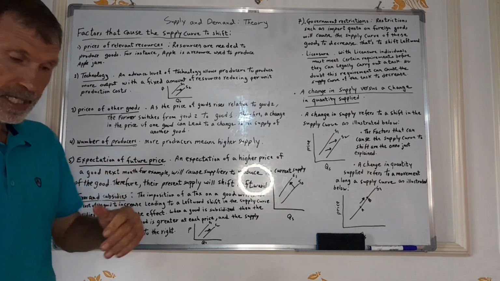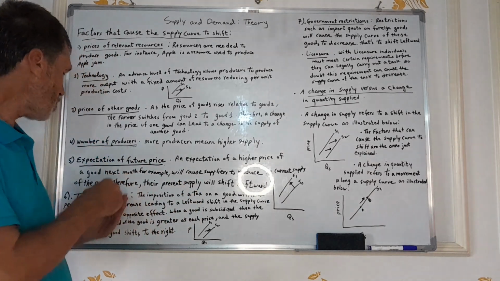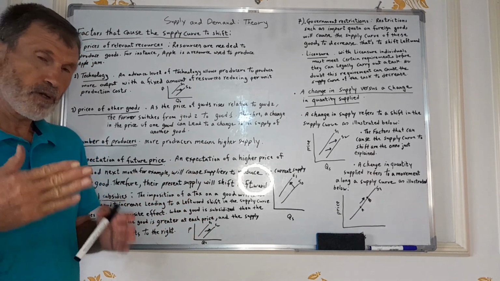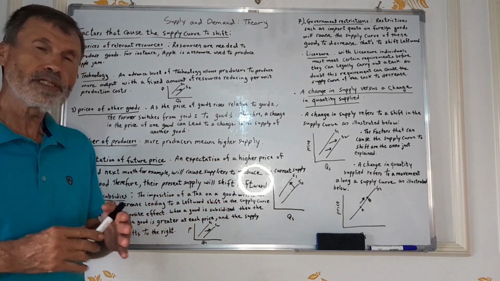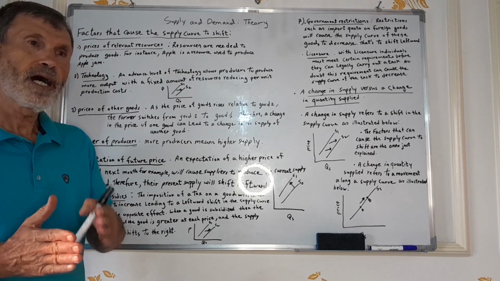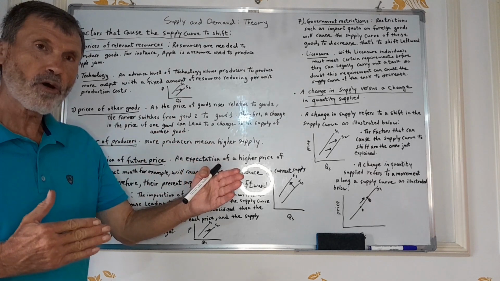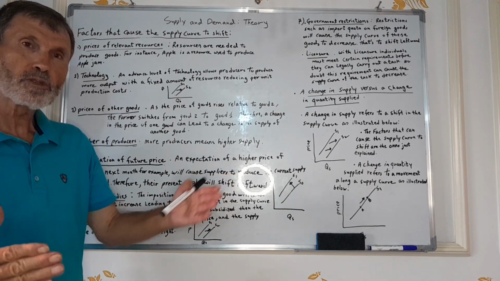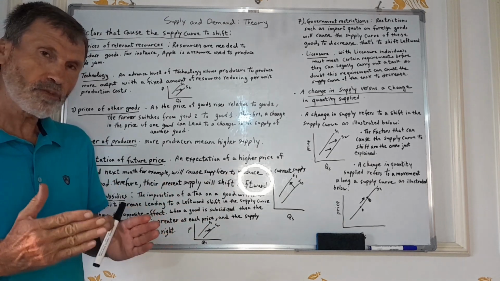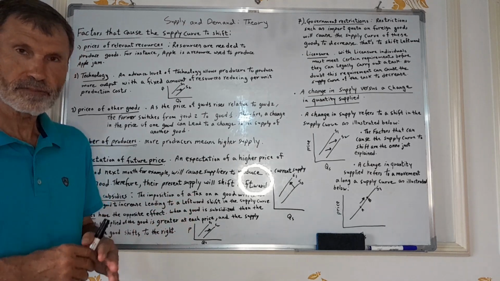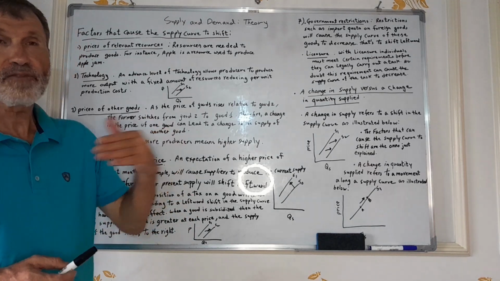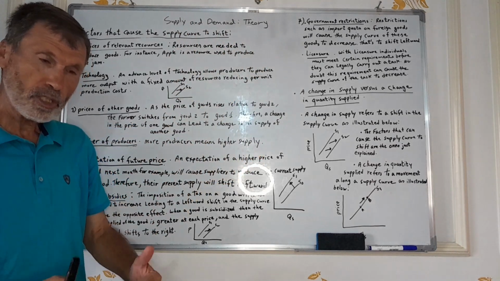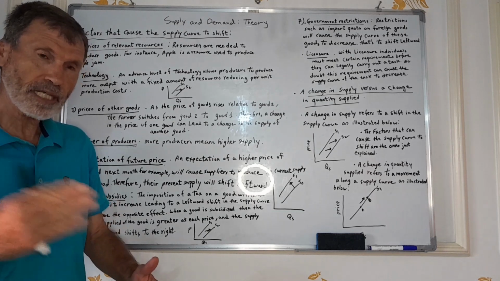Expectation of a future price. Remember, we talked about an expectation of future price is also a factor of demand. We said that with respect to demand, an expectation of higher price in the future will cause the demanders, the buyers, the purchasers, to buy a good now, which means the present demand will increase. Why should I, if I expect the price to become higher next month, buy it next month? I just buy it now. Therefore, the present demand will increase, that is, it will shift to the right.